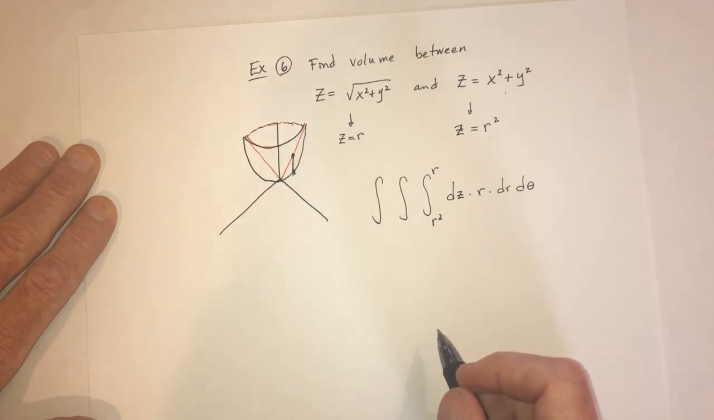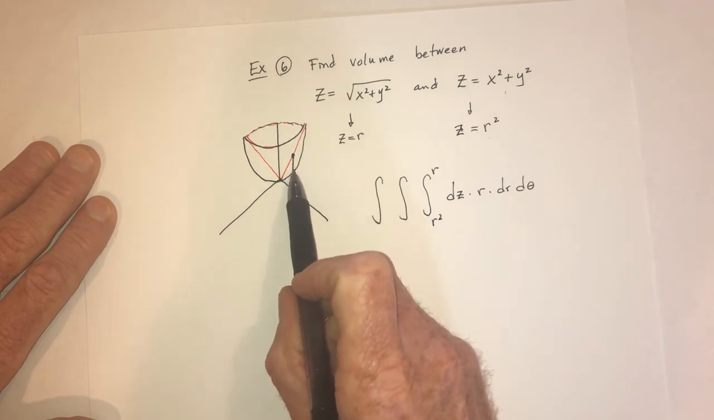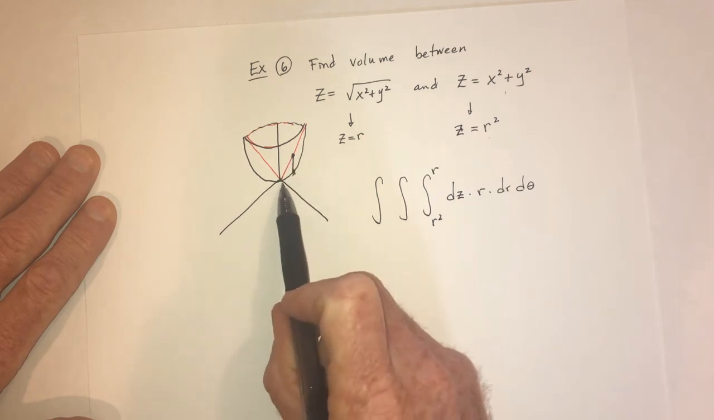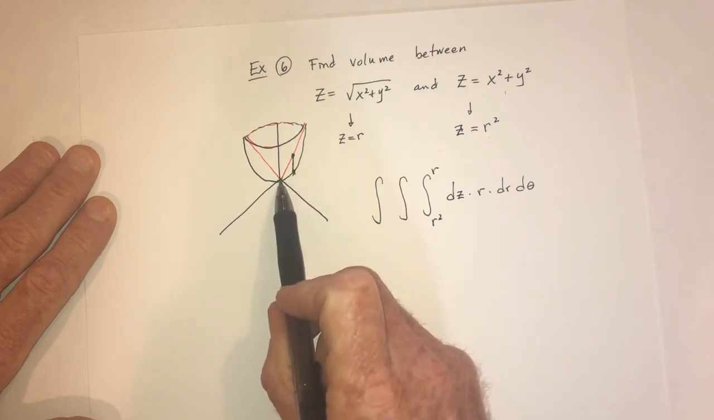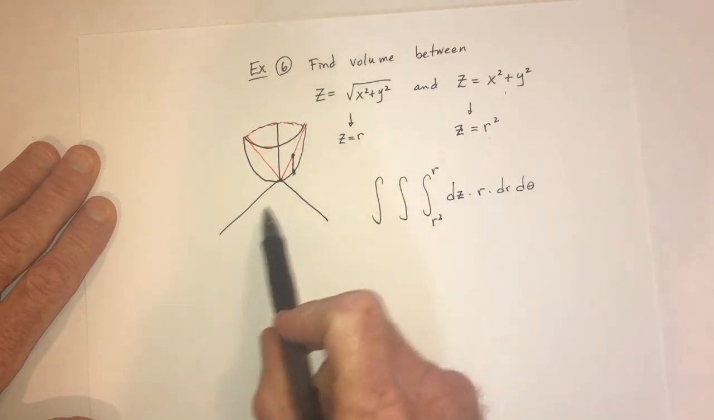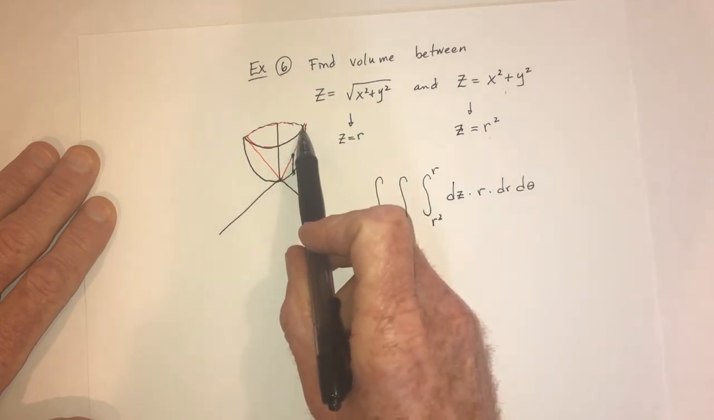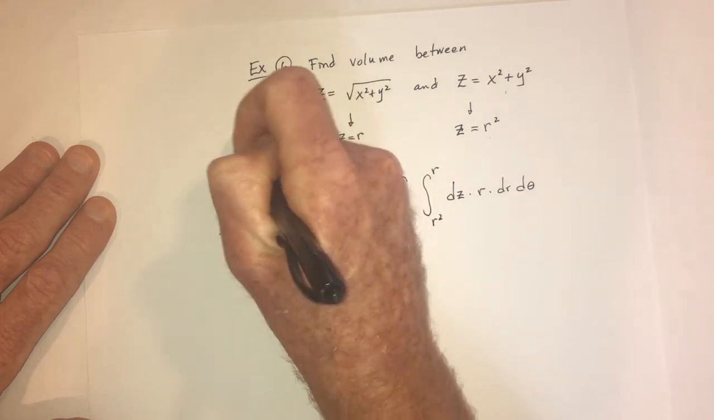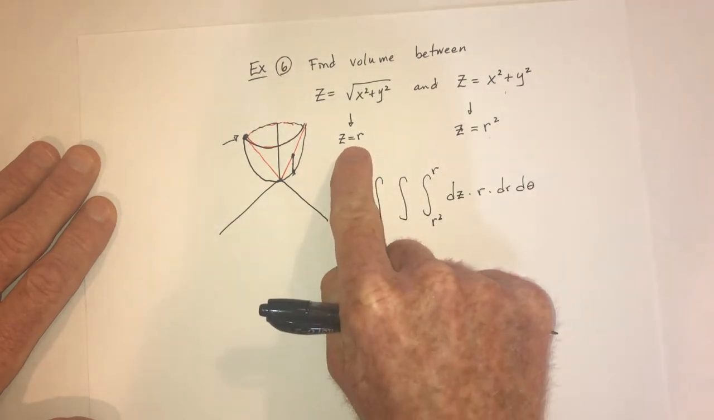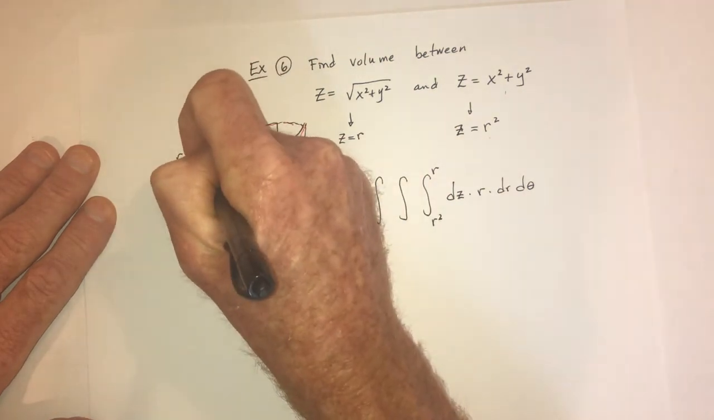Now, what about r? So because it's trapped between these two, now I need to know what r will do. So r goes from, if you project this down onto the xy plane, the very smallest, it's going to be 0 right here at the origin. And then if you project this down onto the xy plane and try to see, r is going to have to go from here over to here. So how big is that? Well, this right here is where the two meet. So that means that's when this one meets that one. So that means r is equal to r squared.